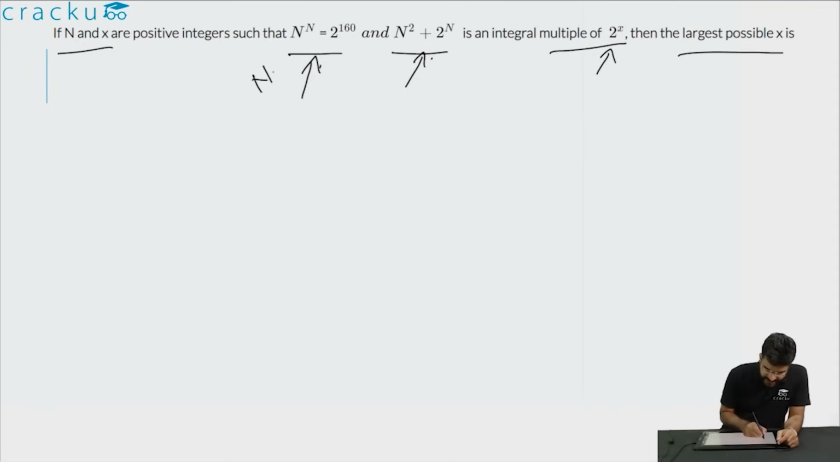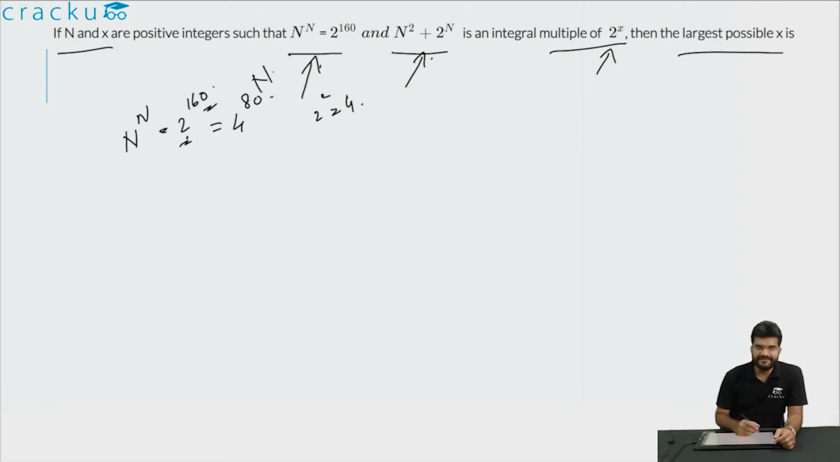So if you are looking at n to the power n, if this equals 2 to the power 160, here the number is much less than the exponent. The number over here is 2 and the exponent is 160. So let us try to get both of them closer to each other. You can represent 2 square as 4. So n to the power n is equal to 4 to the power 80. Even now the number is much less than the exponent.